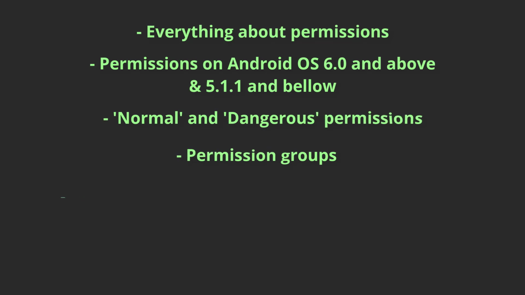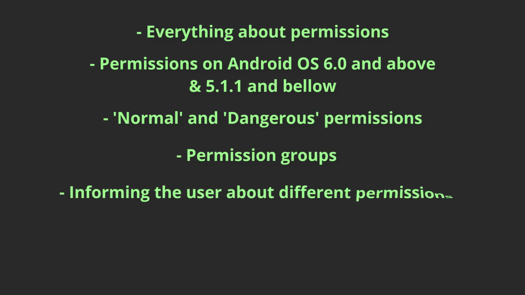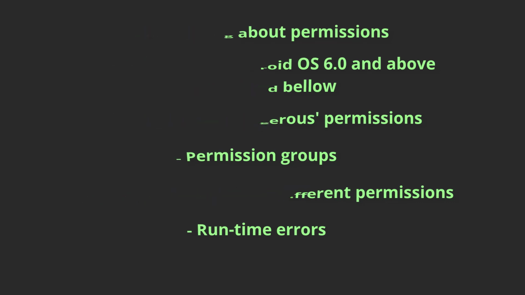I'm going to talk also about how to inform the user about the necessity of accepting the permissions if the user has denied the access to some functions. And finally, I will talk about avoiding runtime errors when requesting permission for some hardware functionality which some devices do not have. It is very important to learn this stuff, so watch this video until the end.